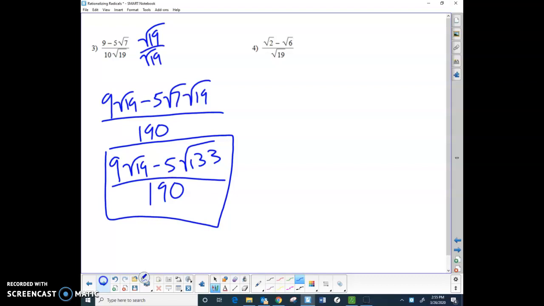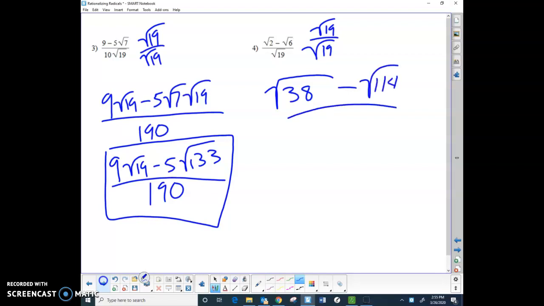All right, same thing for this one. So I've got square root of 19 multiplied by top and bottom. So I have 2 times 19, which is the square root of 38, minus, I've got 19 times 6, so the square root of 114, all over 19 on the bottom. And that's my rational answer.